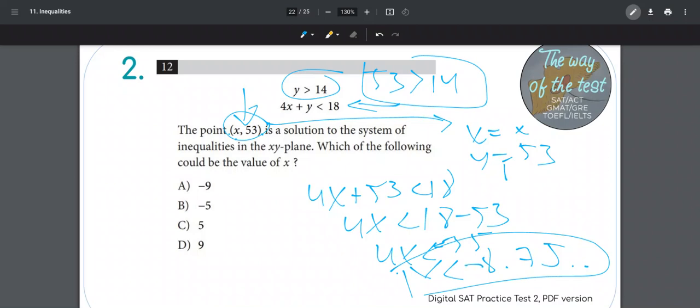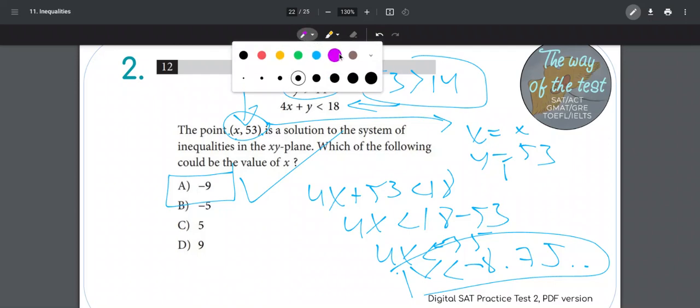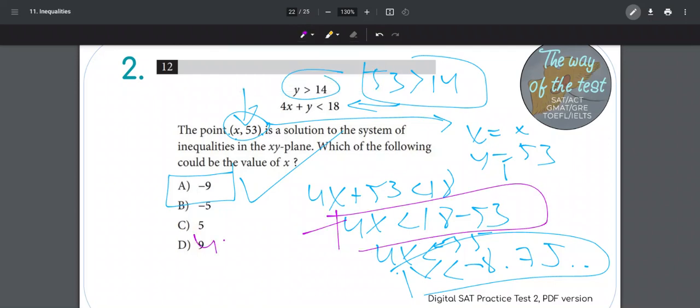So we're looking for a number that is less than negative 8.75. And the alternative will be letter A, which is negative 9. Negative 9 is less than negative 8.75. Now, the thing I was telling you is that, let's say I'm here. I'm in this point over here. So 4x is less than negative 35, right?